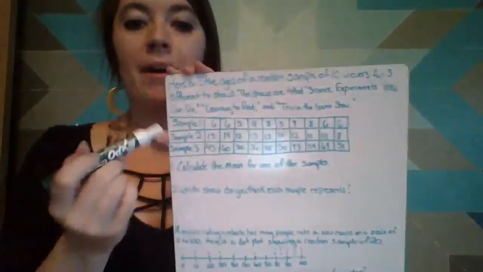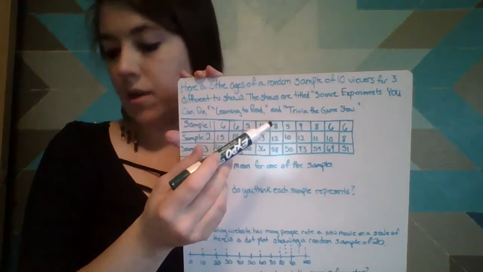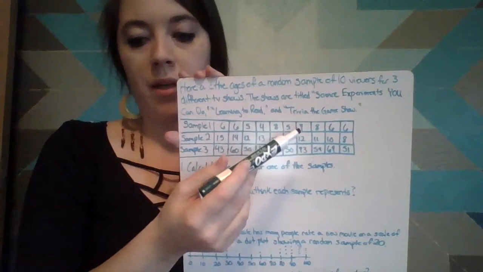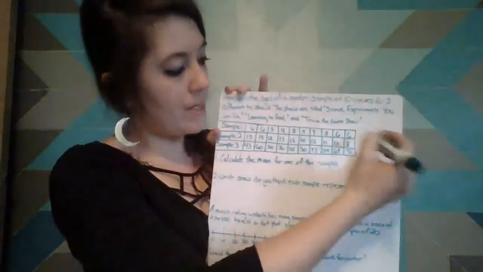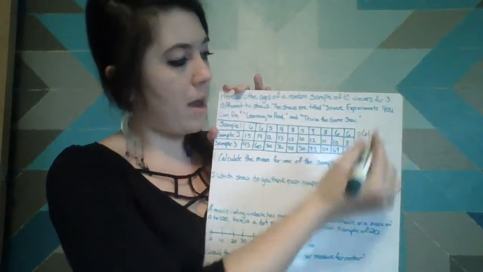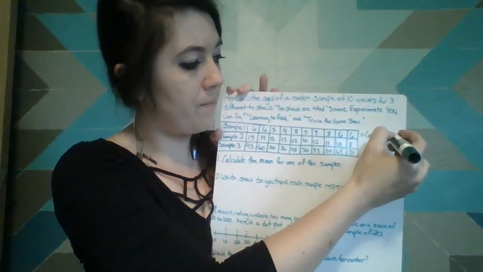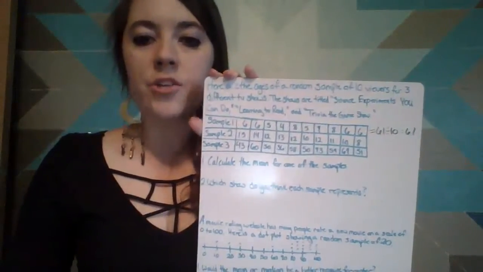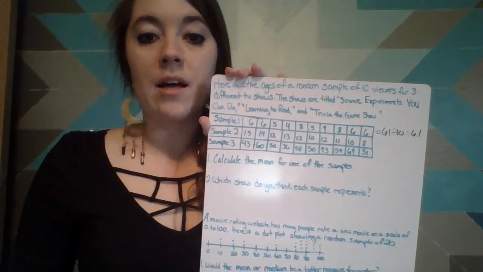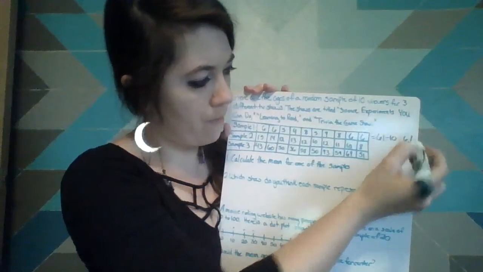For sample 1, we're going to add 6 plus 6 plus 5 plus 4 plus 3 plus 5 plus 7 plus 8 plus 6 plus 6, which is going to give us 61. It told us we have 10 viewers, so we'll divide that by 10. So we'll end up with 6.1. So the average age of those watching sample 1 is 6.1.